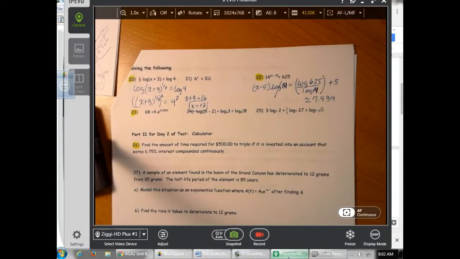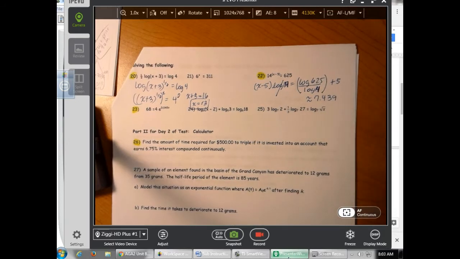So this would be exact form, where I leave it in log form, I don't plug anything in the calculator, and then this would be approximate. So on the test, you're going to be asked at different times for exact and at different times for approximate, so you just have to follow those directions.